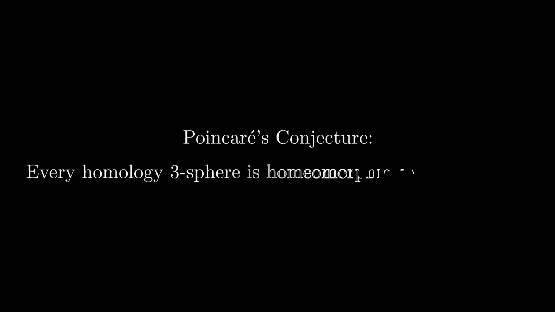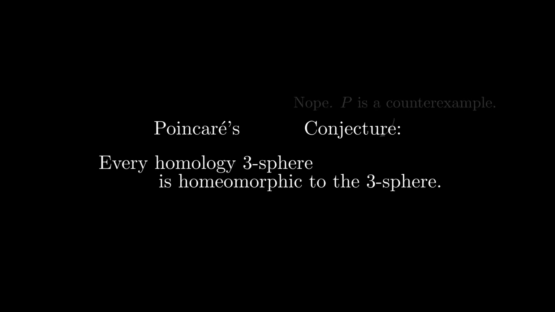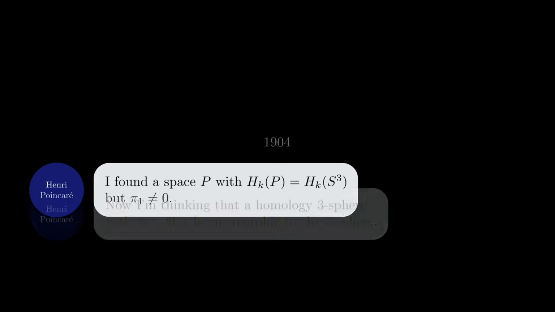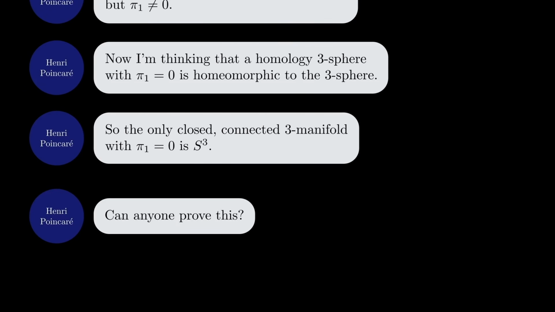Returning to Poincaré's conjecture from the beginning of this video, we see that it is not true. We've described a space P and shown that it is a counterexample. But Poincaré revised his conjecture. What if, he wondered, a 3-manifold was both a homology 3-sphere and also had trivial fundamental group? This would rule out P, but would it be enough to guarantee that the space was homeomorphic to the 3-sphere? This statement turns out to be incredibly difficult to prove.